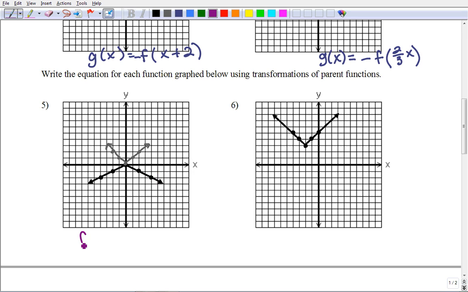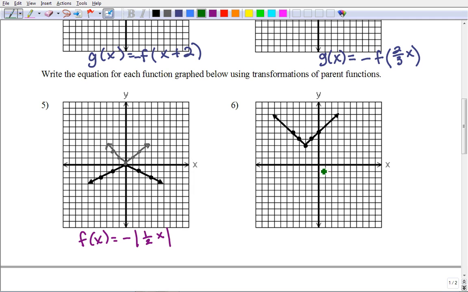So that means my function f of x is being reflected, so the negative will be in the front. But the x values are being multiplied by 2, so we write the reciprocal whenever we're dealing with the x's, 1/2 x. So all of my x values are being multiplied by 2, and we're reflecting it over the x-axis. Let's look at number 6.